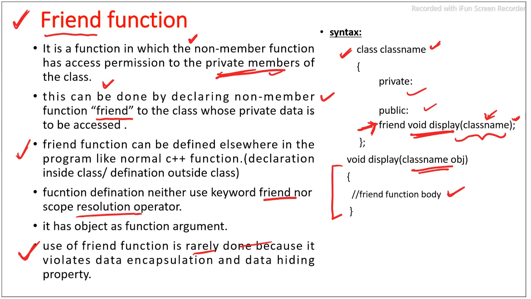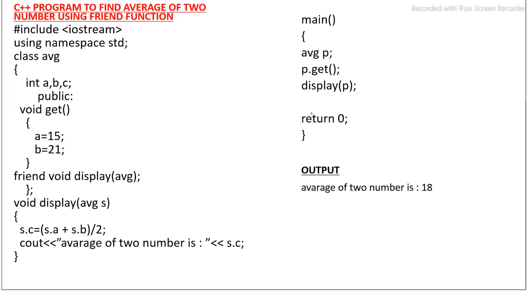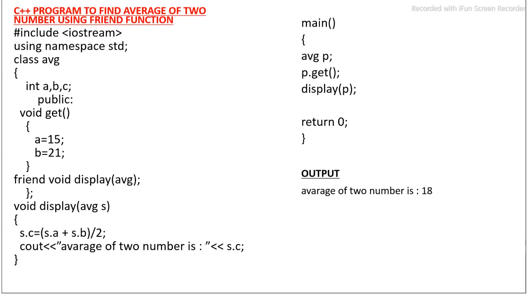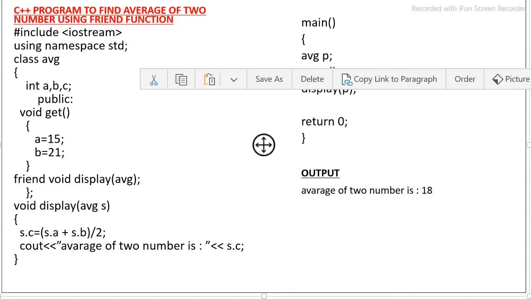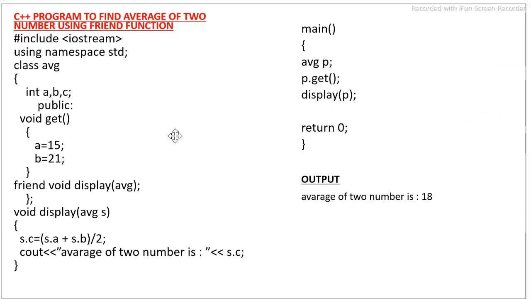Let's see one example of how we can execute a program using a friend function. This example is a C++ program to find the average of two numbers using a friend function. So basically we will be able to see how, using a non-member function that is a friend to a class, we can execute a program. That thing we will analyze.